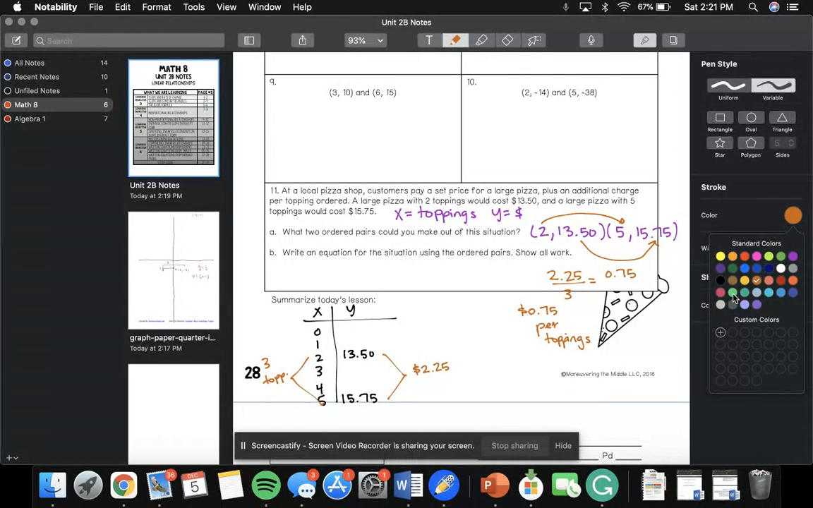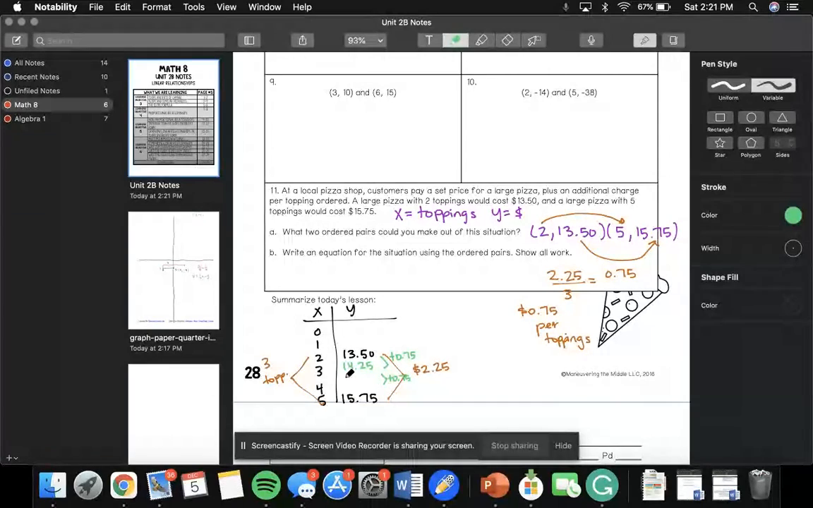Now, if you want to use the table, the slope is simplified: instead of 225 over 3, we could simplify that to 75 cents over 1. So I could go up 75 cents. I'm going to do $13.50 plus 75 cents, and I get $14.25. And I would go up another topping, another 75 cents, and get $15. And just to check, $15 plus another 75 cents would be $15.75.